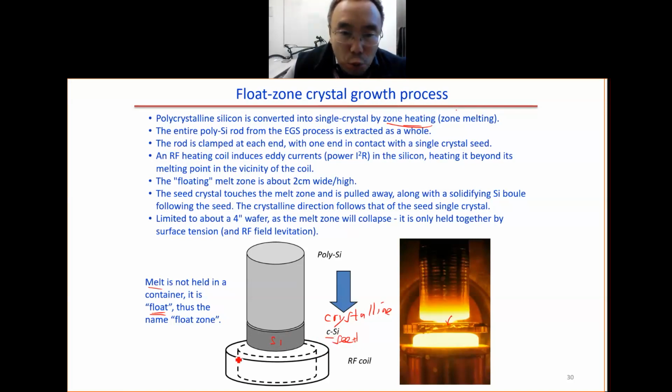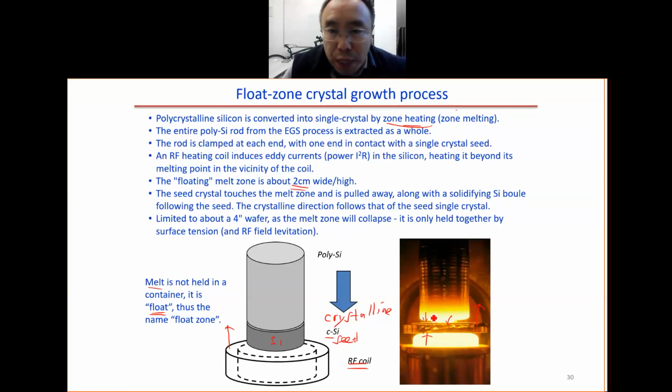Then we move this RF coil up. At the beginning we don't pass the current, so this part is not melted. Then we pass the current, so the silicon gets melted. Then we move this upward. Then we get single crystal silicon. The thickness of the zone, the height of the melting zone, is about 2 centimeters.